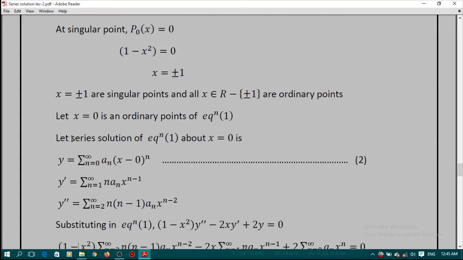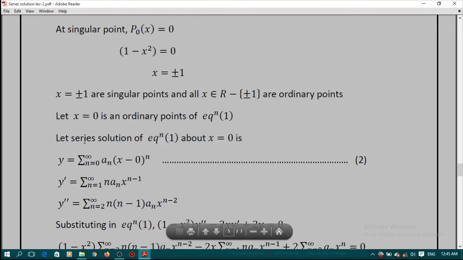So let the series solution of equation 1 about x equal to 0 be y is equal to summation n running from 0 to infinity an x minus 0 whole raised to n. This is equation number 2. Now differentiate this term with respect to x. One time we get y dash equal to summation n running from 1 to infinity n x raised to n minus 1. And one more time we get y double dash equal to summation n running from 2 to infinity n into n minus 1 x raised to n minus 2.